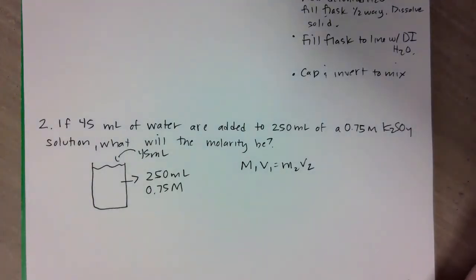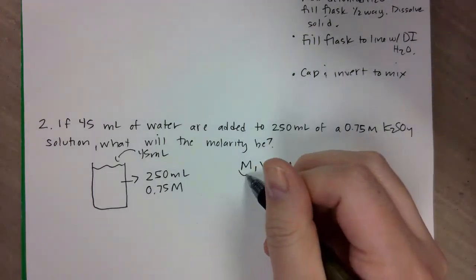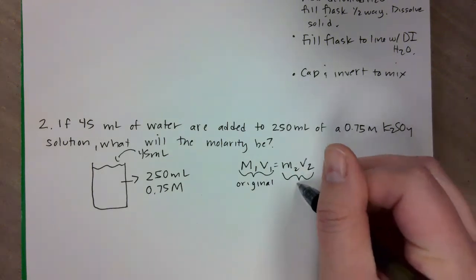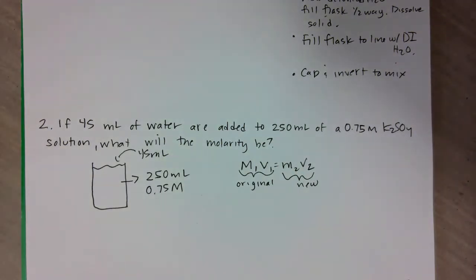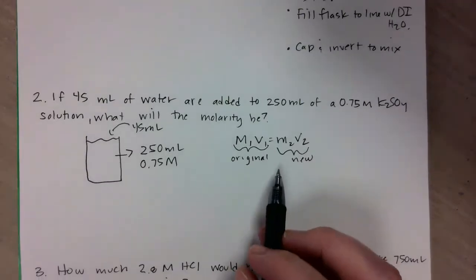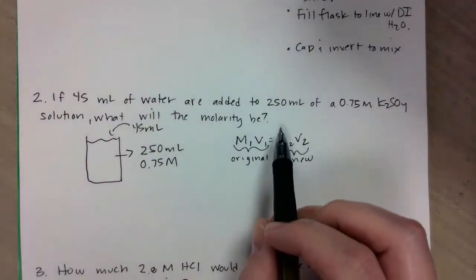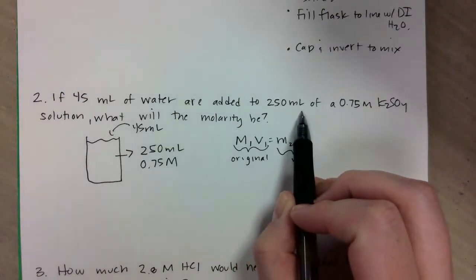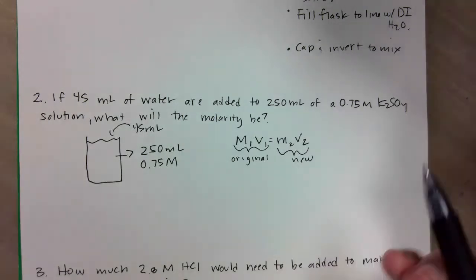Like I said before, it doesn't really matter what we pick as our M1 and our V1. It's not going to make a difference. What I tend to do is think of the first one as my original solution, and the second one as my new solution, because then I'll be able to figure it out. But you have to be really careful when you read to fill these out correctly. So I've got M1V1 equaling M2V2. My original solution, before I added any water to it, is 250 milliliters in volume, and its concentration is 0.75 molar.